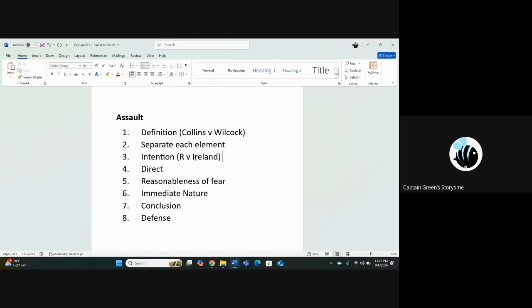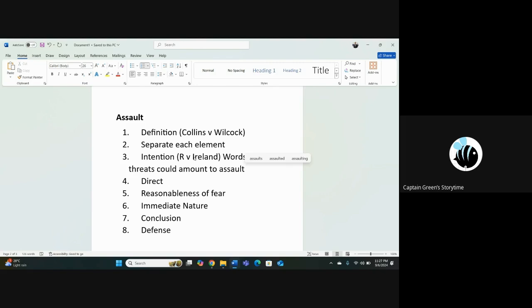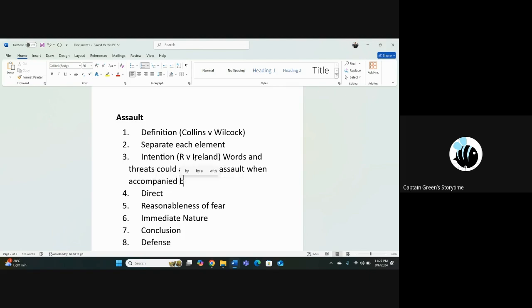Here it was stated that silence, words, and threats could amount to assault when accompanied by a threatening gesture. This last point is very important. Okay, use this case R versus Ireland for proving the intention.